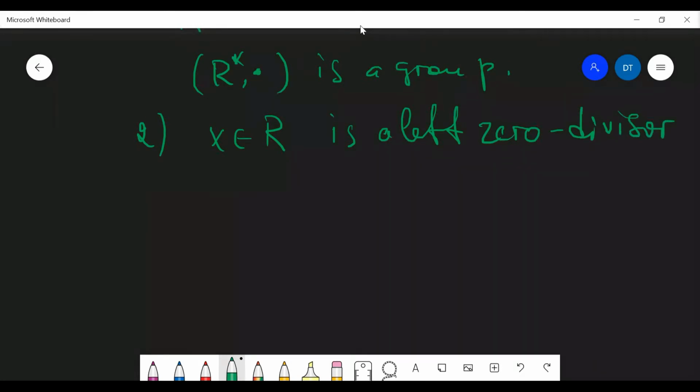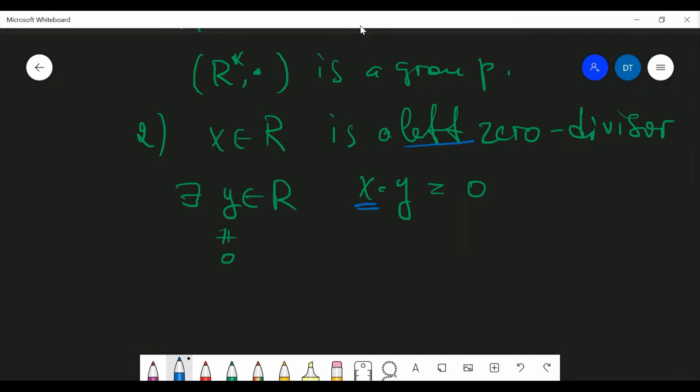if there exists a non-zero y such that x times y equals 0. So when we say left zero divisor, we mean that our element is on the left side of this equality. So what does it mean that we have a left zero divisor? It means that we may find a non-zero element y such that multiplying on the right by this element y, we will get a zero result.